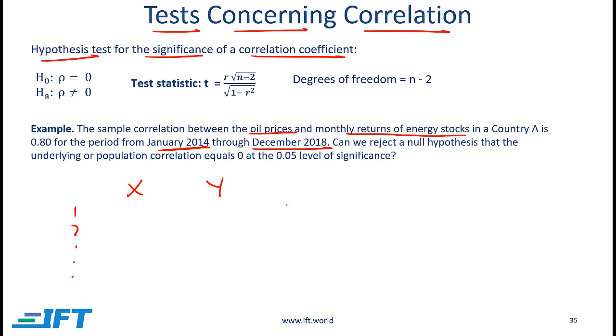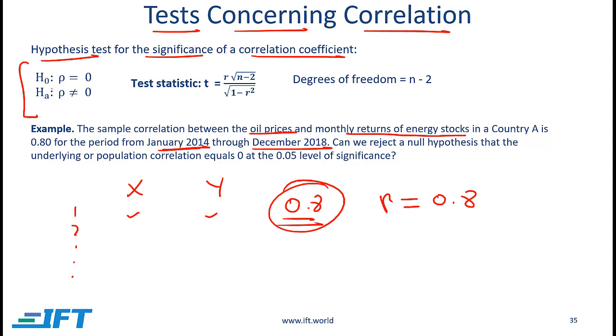Now, for this 60 months of data, we are going to have returns for X, returns for Y. And based on this data, we come up with a sample correlation of 0.8. Now, given this sample correlation, which is denoted by R, so we can say R is equal to 0.8, do we have enough statistical evidence that the population correlation is different from zero? To test that hypothesis, here is what we do. We set up our null hypothesis and the alternate hypothesis. The null hypothesis is that the population correlation is zero versus the alternate that the correlation is not zero.